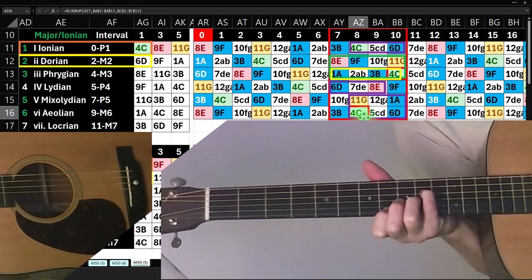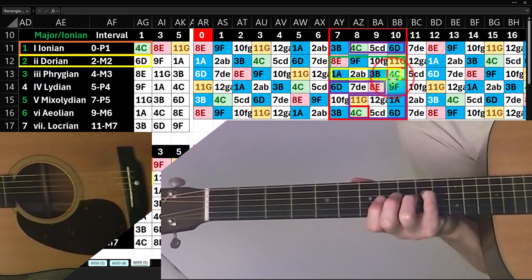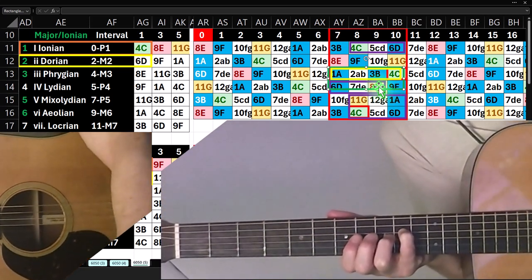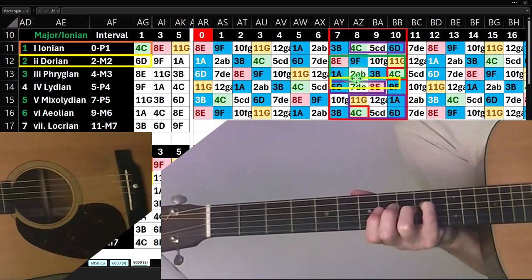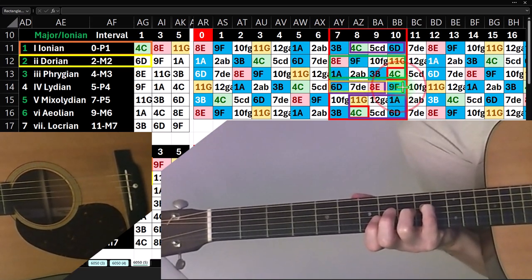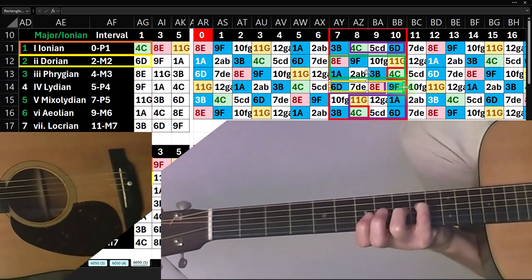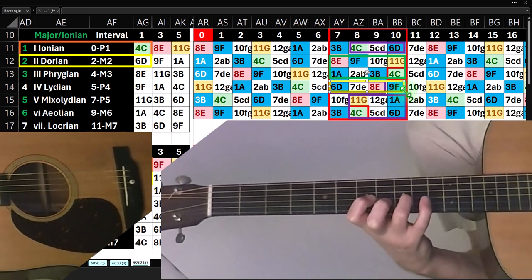Okay, so we go from that to here. Oh man, I did it again. It's hard to move this stuff around with all this stuff here. There's too much stuff. Okay. And then we're gonna go here, and then we go, boom, boom, boom.